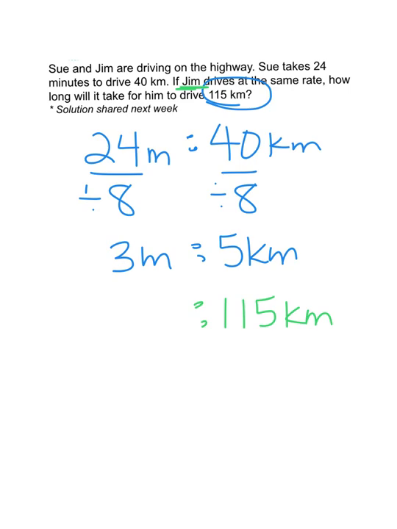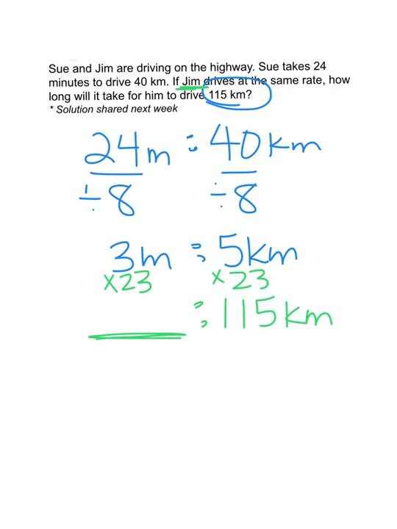So I used my calculator to figure out what 115 divided by 5 was, and I found that it was 23. So to go from my ratio of 3 minutes to 5 kilometers to filling in this blank, what relates to 115 kilometers the same way, I need to multiply both sides of that ratio by 23.